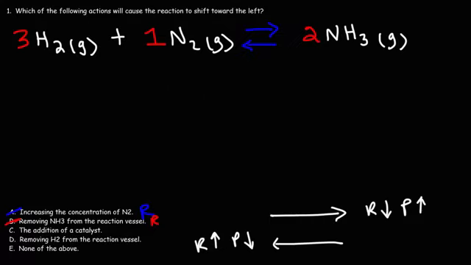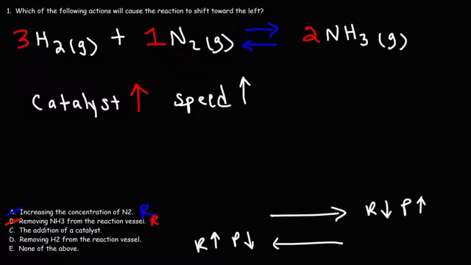Now what about C? The addition of a catalyst. If we were to add a catalyst, what's going to happen? Will the reaction shift to the right or to the left? The addition of a catalyst will cause the reaction to speed up. So the reaction is going to go towards equilibrium at a faster rate.